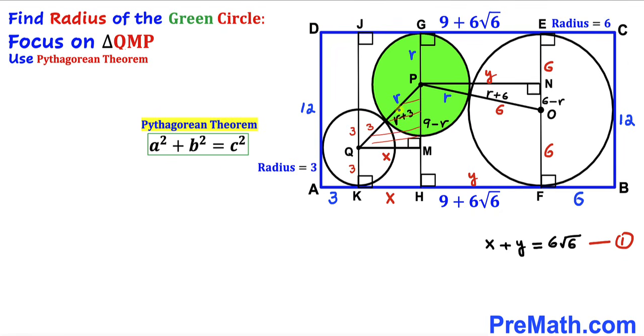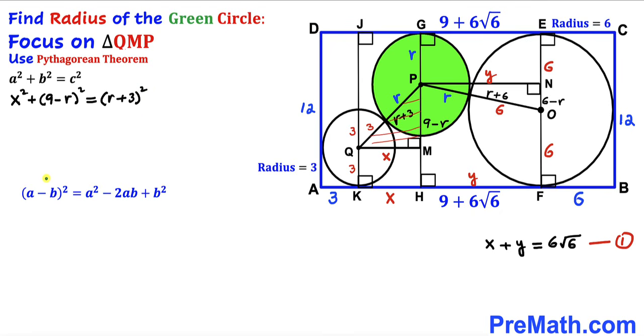And in our case our hypotenuse is r plus 3, whereas our two other legs are x and 9 minus r. So let's go ahead and fill in the blanks in this Pythagorean formula. So we got x square plus (9 minus r) whole square equals (r plus 3) whole square.